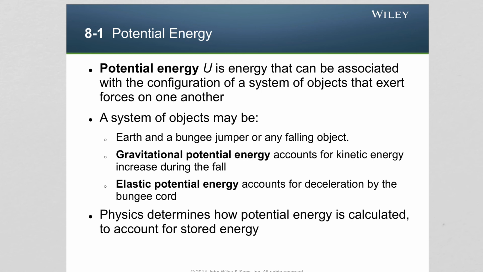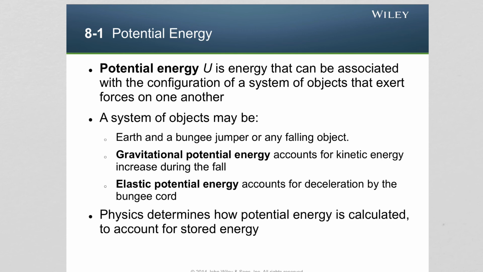So for this system we have two different types of potential energy present. We have gravitational potential energy, which accounts for the kinetic energy increase during the fall. And then we also have elastic potential energy, which accounts for the deceleration by the bungee cord. A different type of system could be an object free falling towards the ground. In this particular case, we only have gravitational potential energy.